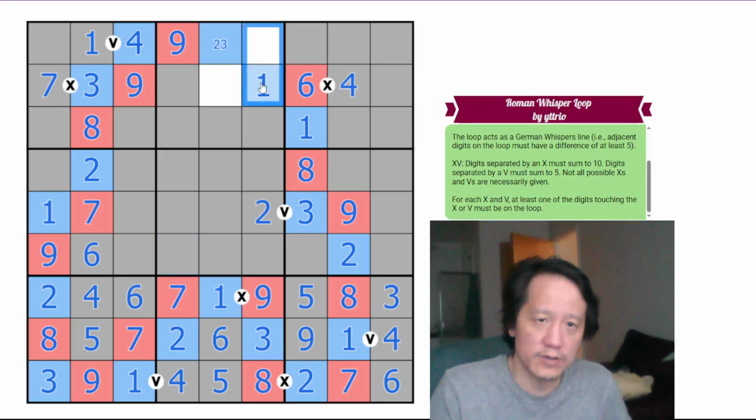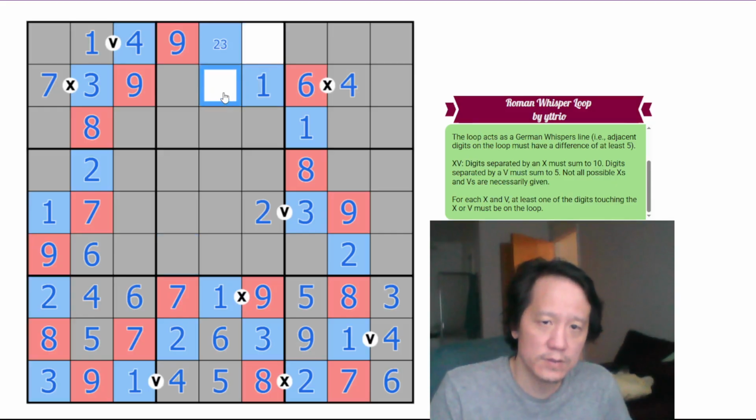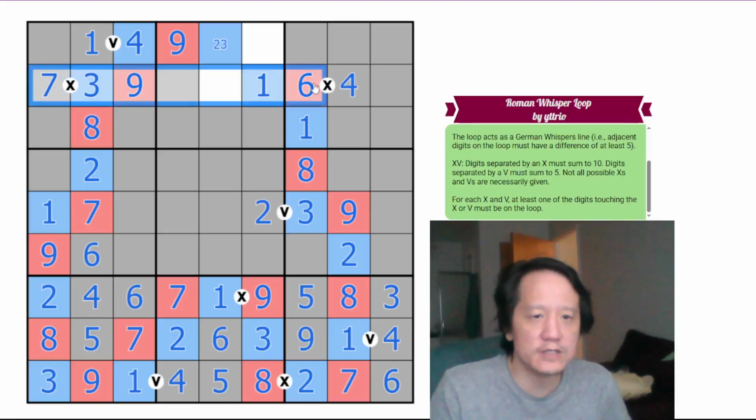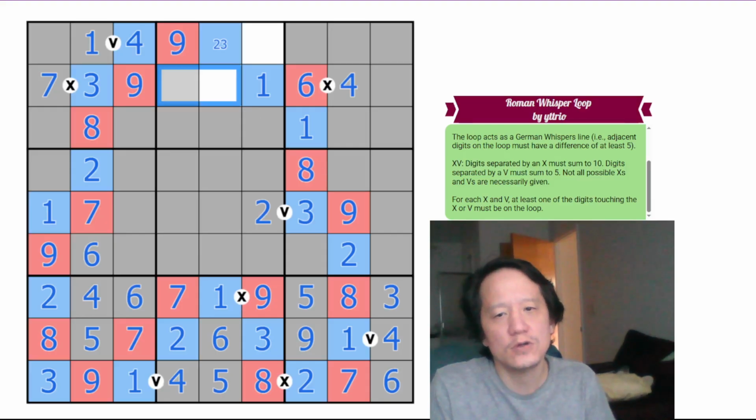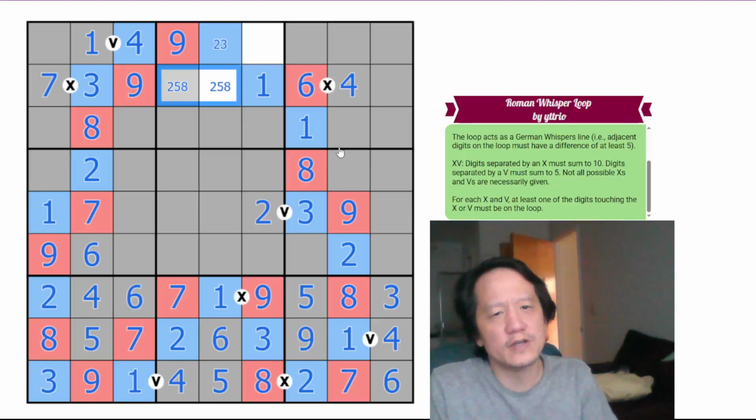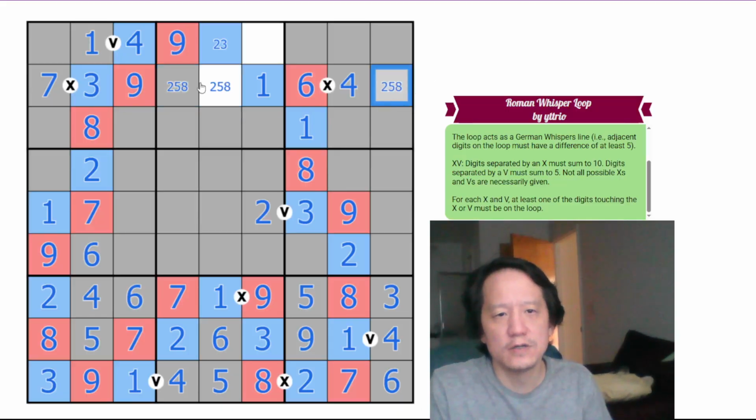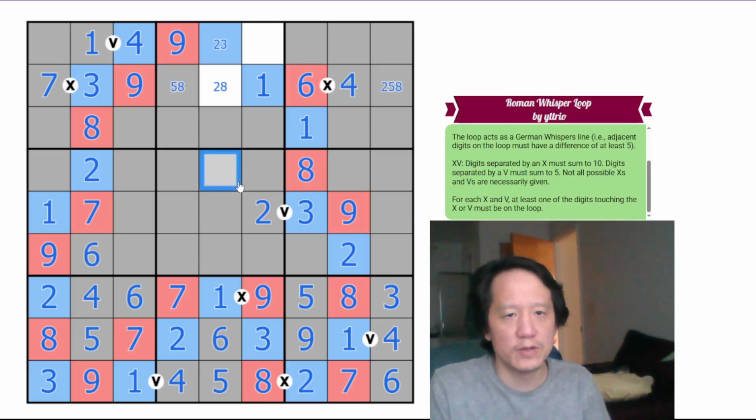Okay, what about if we go this way? What are the remaining digits in... Well, let's do the remaining digits in row 2, because this is helpful. 2, 5, and 8. Okay. 2 cannot be here. 5 cannot be here.